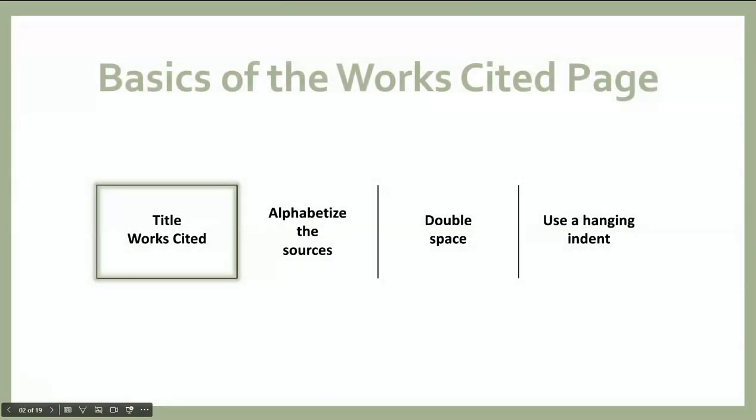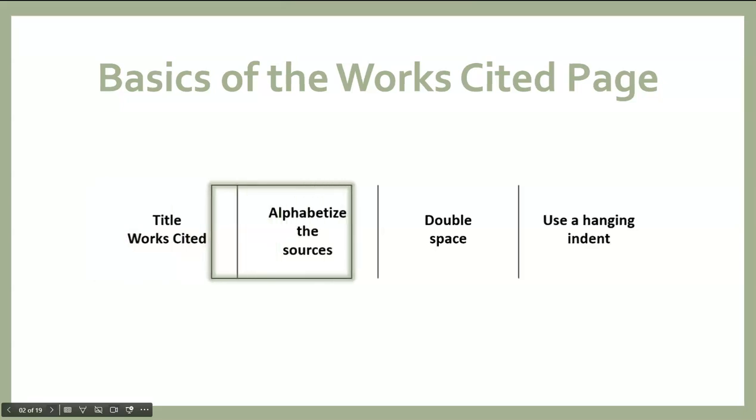Here are some basics of the Works Cited page. Start a new page at the end of your paper and title it Works Cited. Center the title at the top with a 12-point font. Do not bold, underline, or italicize. Then alphabetize the sources according to the first element of your entries. This could be the author's name or the title of the source.